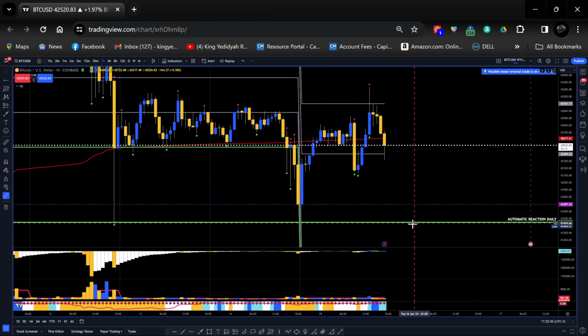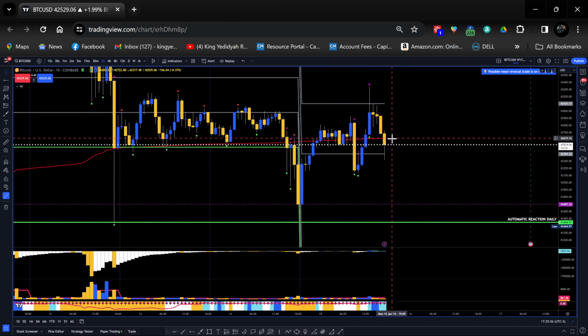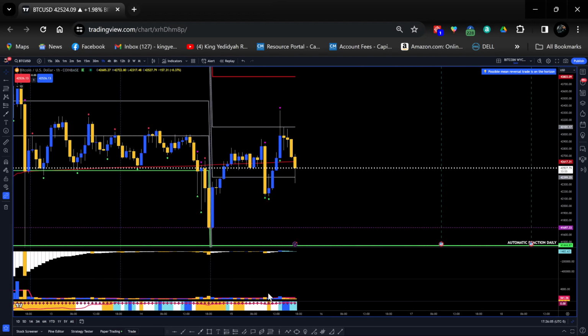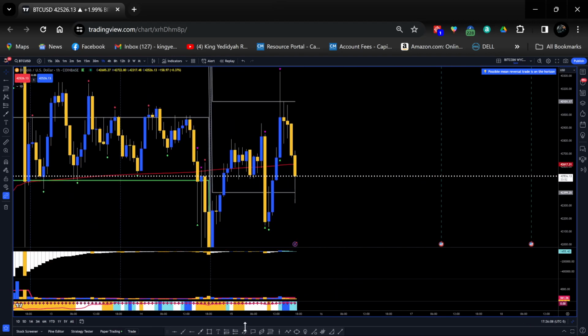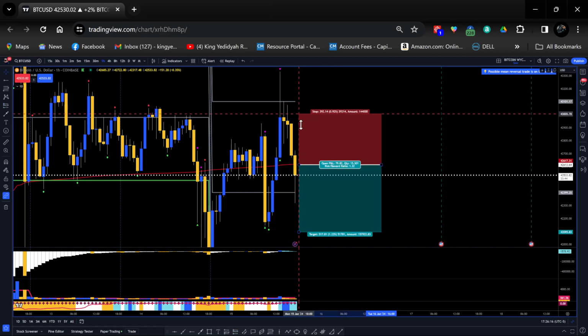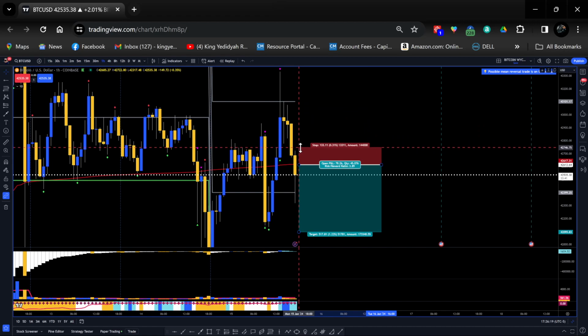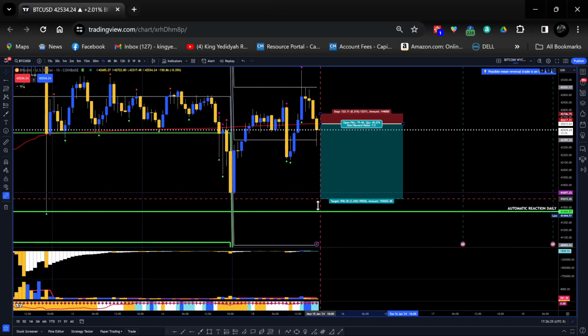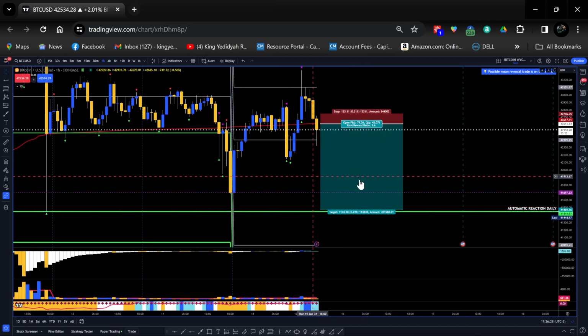Even before we get down to this automatic reaction level, if I get a retest here and continuation, I could take a short somewhere here and put a stop. Let me just open this a little bit. If I could get a retest somewhere here that fails, I could do a trade just above this level and probably try and get to the automatic reaction like here. I see that as the immediate setup right now.